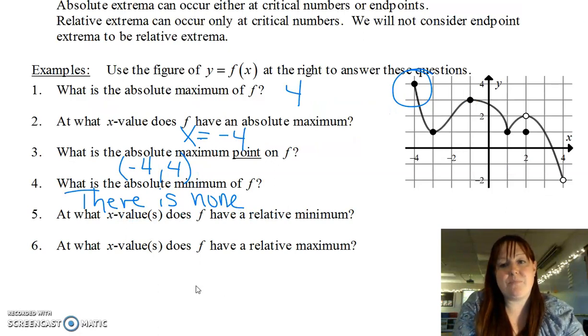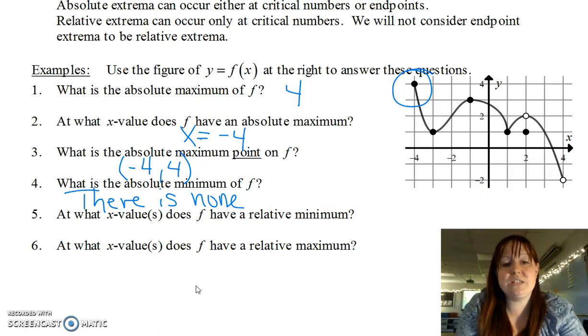Again, we consider endpoints and critical numbers when we're deciding where there's a max or a min. Our critical numbers are going to be here and here and here and here, and our endpoints. And none of those are going to be the smallest possible value on the function. So there's no global min.